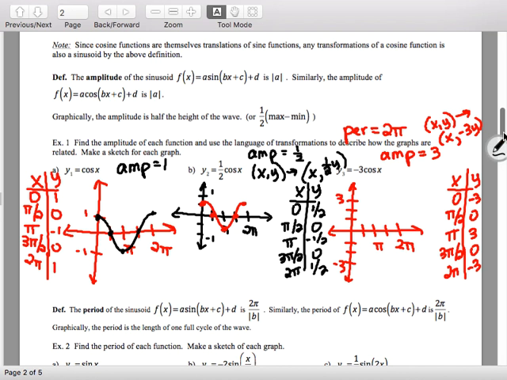So that just means when I do cosine, I just start at my a value. If my a is negative, I start down at that negative value. So here's 0, negative 3, pi over 2, 0, pi is positive 3. So it's like you have reflected. All right, the period length is going to be 2 pi divided by the absolute value of b.